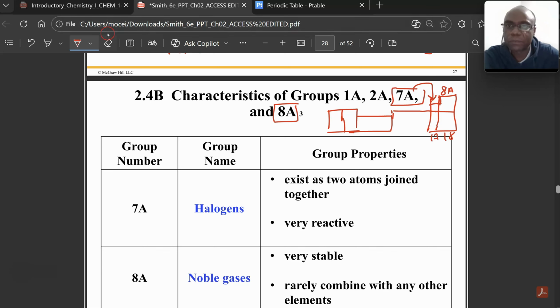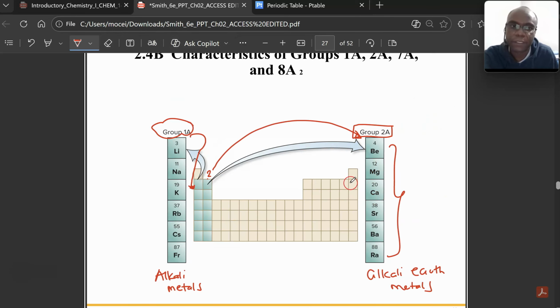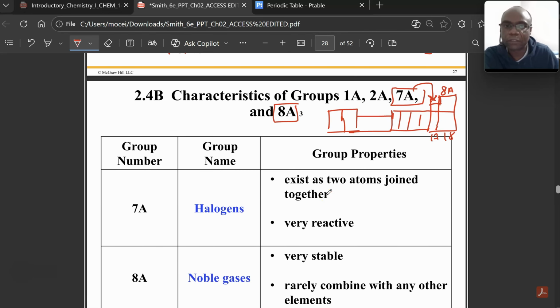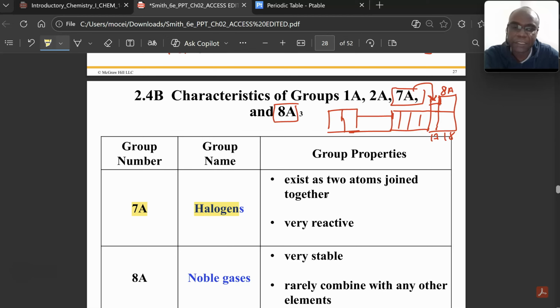So group 7A is on the very right hand side of the periodic table, I hope I did not say left. Group 7A and 8A are found on the very right side of the periodic table. This last group here, so 7A will be here, 8A will be there. Talking about those, 7A includes halogens.